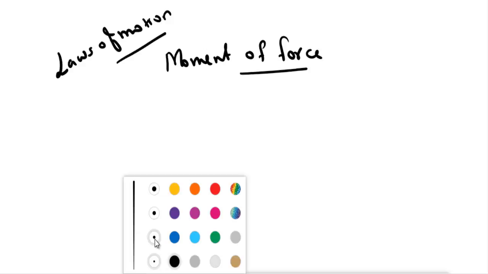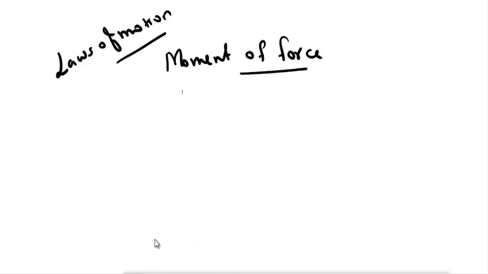Moment of force is given as torque. Moment of force means torque. We can find torque by multiplying the force and the perpendicular distance of the force from the axis of rotation.